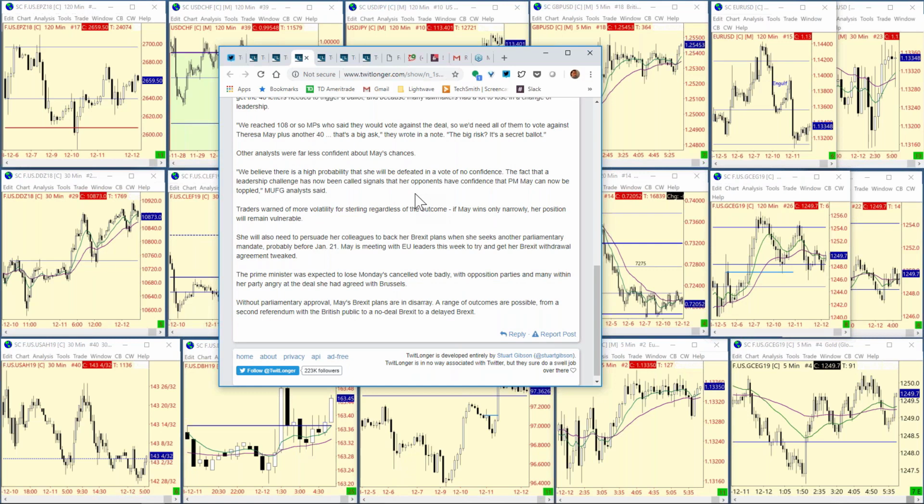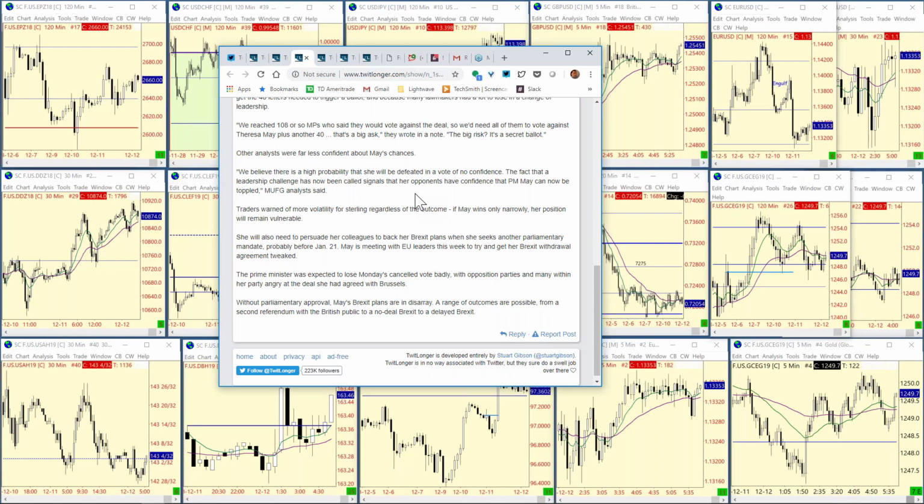The fact that a leadership challenge has now been caused signals that opponents have confidence that May can now be toppled. The traders warned of more volatility for sterling regardless of the outcome. If May wins only narrowly, her position will remain vulnerable. She'll also need to persuade her colleagues to back her Brexit plans when she seeks another parliamentary mandate.